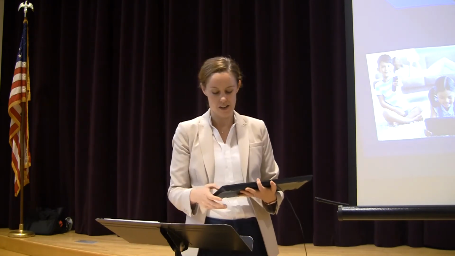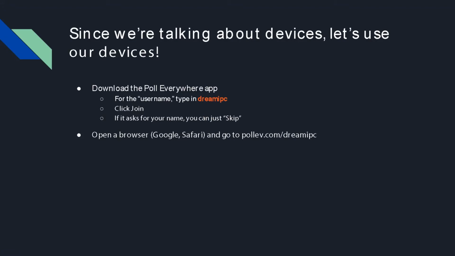But before we start, since we're going to be talking about devices, I figured we should use our devices. So just a few times during the presentation, we're going to be doing some interactive polls. It's totally anonymous, just for us to see what other people are experiencing when it comes to this topic. So before we get started, we're going to set this up. It uses an app called Poll Everywhere. If you don't want to download the app, you can also just open a browser on your smartphone or device and go to the website pollev.com, which it says right there, /DreamIPC.